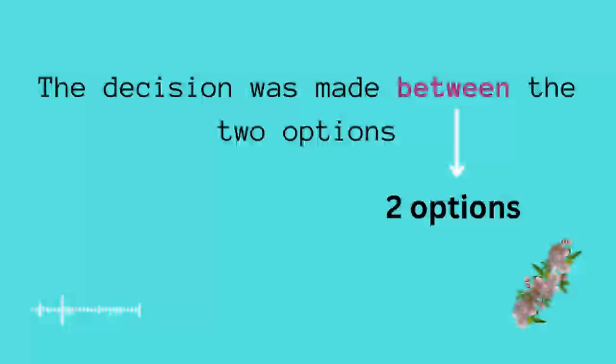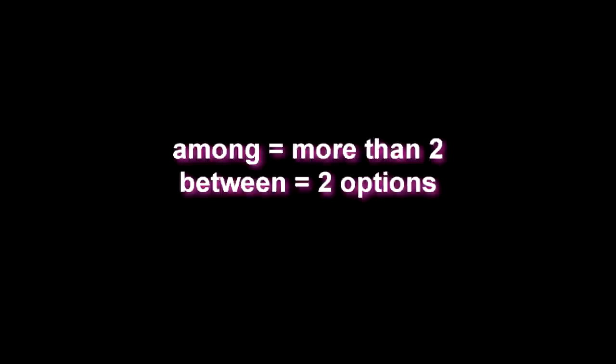But if you have among, like let's say the decision was made among plenty of options, that means we have more than two options, and so we need to choose among, like we have maybe 3 options, 4, 5 and more. Alright, so if you have more than 2 options, use among, but if you only have 2 options, use between. Now let's have a look at another example.